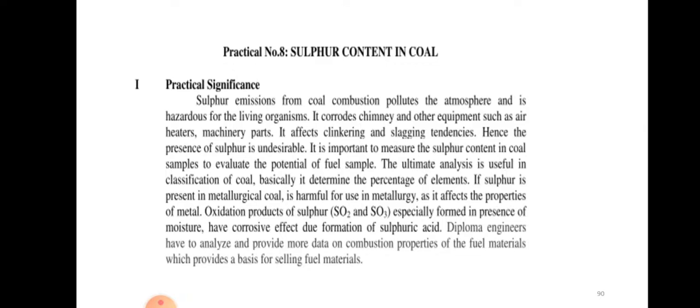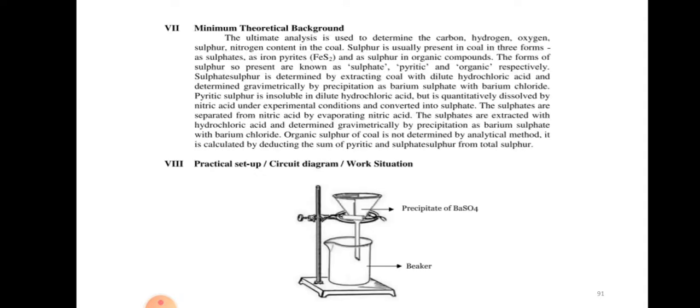If we use sulfur-containing coal for metallurgy, sulfur will enter the metals and the metal becomes brittle. Therefore, we are going to determine sulfur content in coal and check whether it is useful for the fuel purpose as well as the metallurgy purpose.